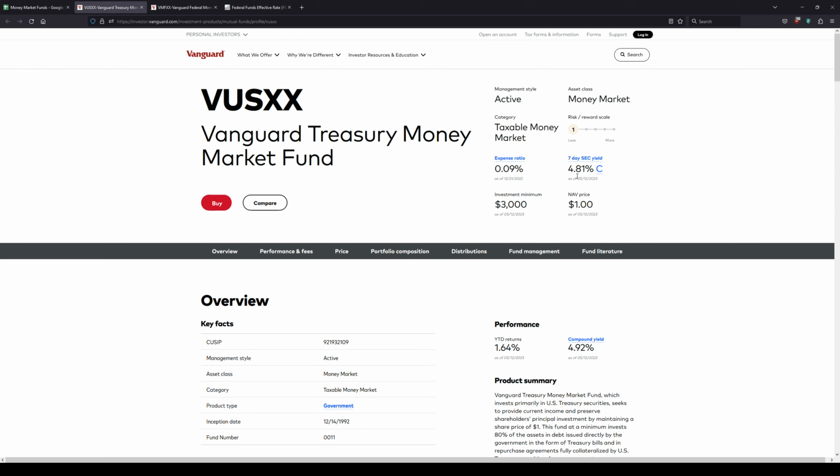So the way to think about expense ratios in the context of money market funds is add up the expense ratio plus the 7-day SEC yield. So in this case, that would be 4.9%. That's basically all the income that the fund or the securities that the fund own is bringing in. Of that 4.9%, 0.09% goes to Vanguard to manage the fund. And then you, on the other hand, get to keep the remaining 4.81%.